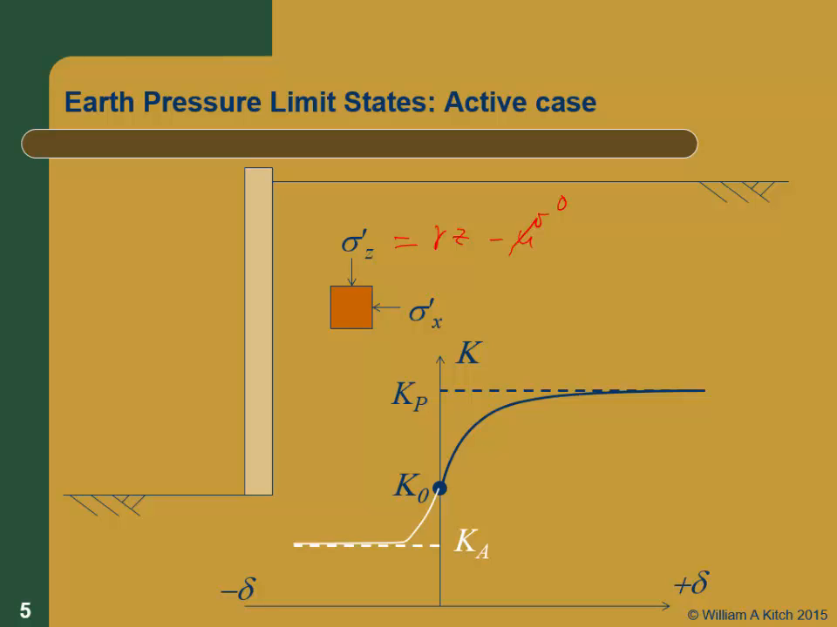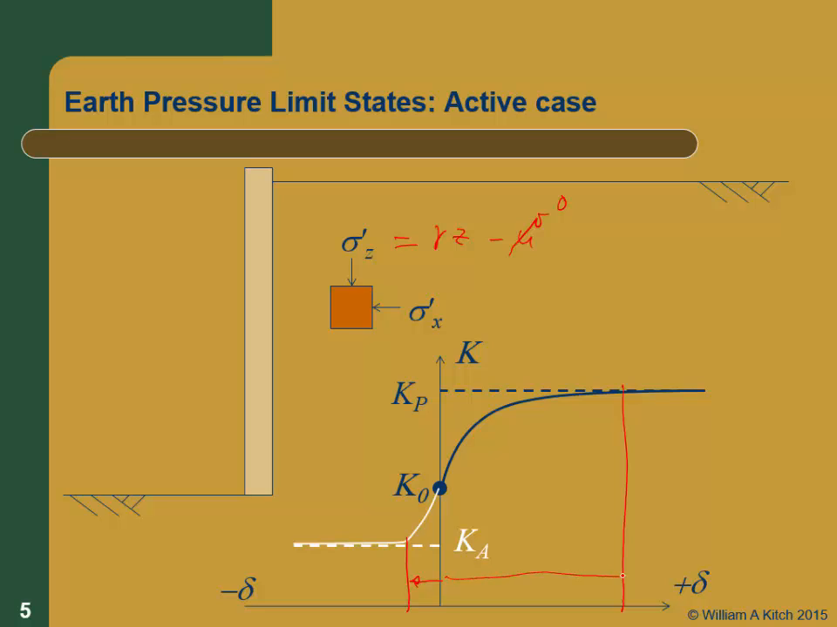Now there are two important things in this figure that are drawn relatively to scale. One is the displacement at which you reach the passive displacement versus the displacement at which you reach the active displacement. It takes very little movement to reach the active displacement. So very little movement on this side to reach the active condition.